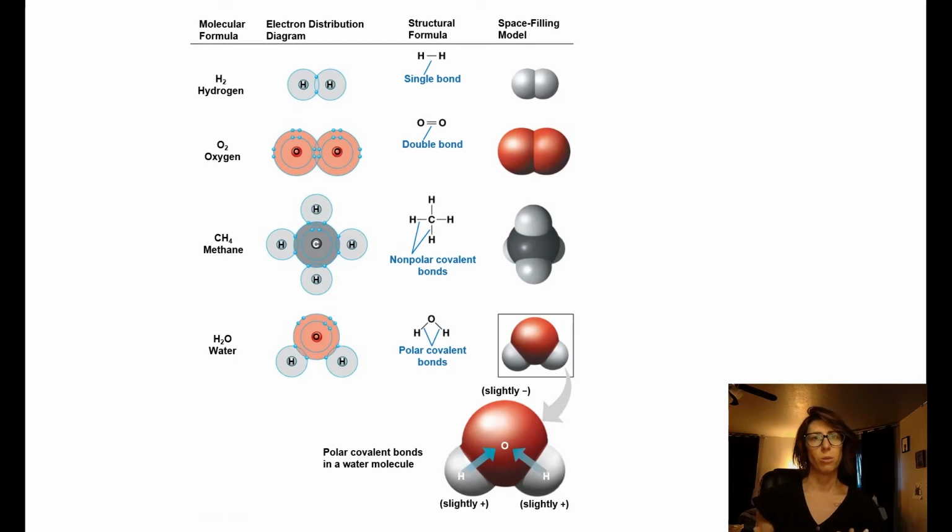And then you have water with its polar covalent bond, where the oxygen is an electron hog and the hydrogens are weak in their attraction for electrons, and so the electrons spend more time around the oxygen, giving oxygen a slightly negative charge and leaving hydrogen with slightly positive charges.